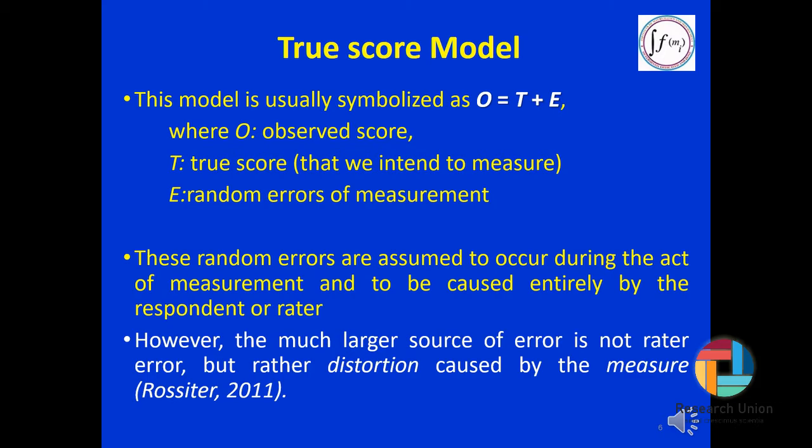The true score model is: observed score is equal to true score plus the random error. This model assumes that this random error component occurs during the act of measurement and is caused entirely by the respondent. However, later some studies clearly showed that a much bigger error is caused by the measurement, not the rater.